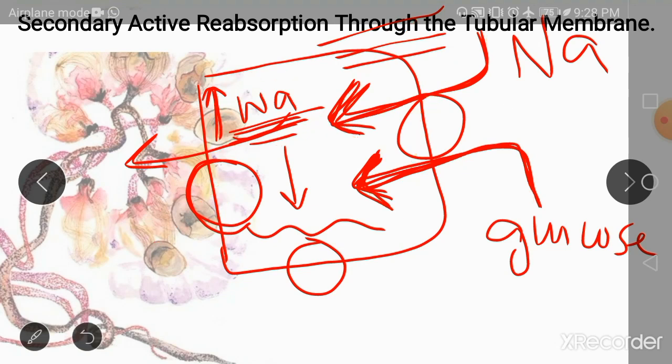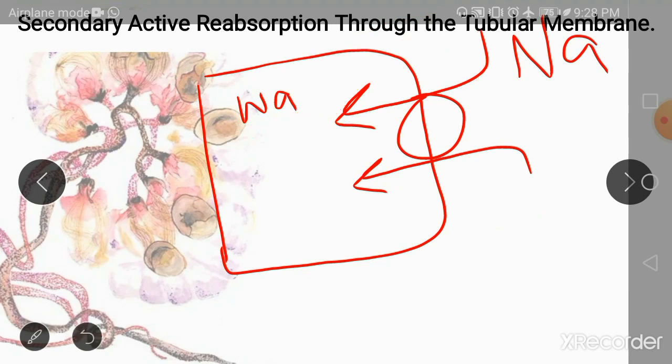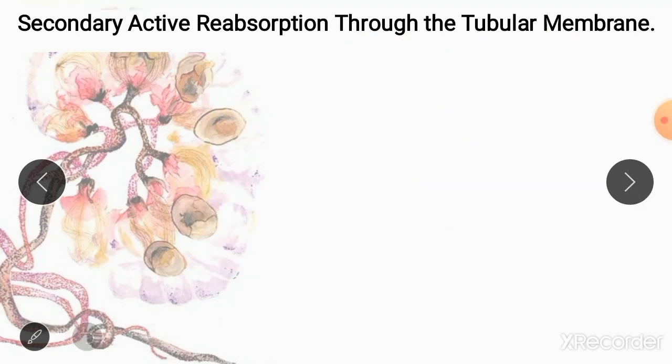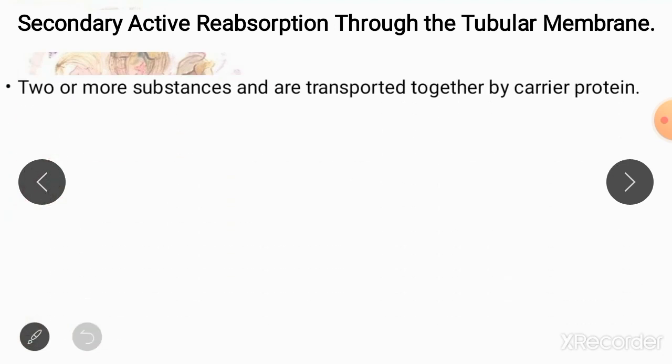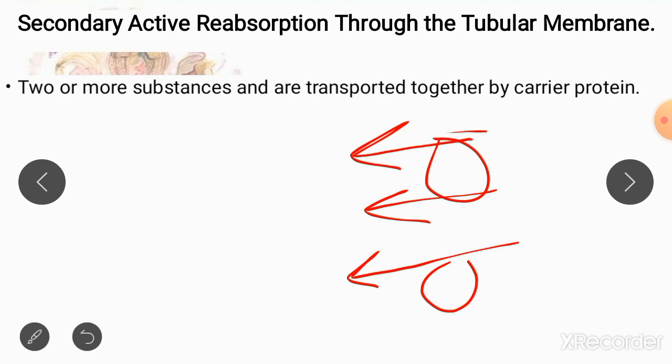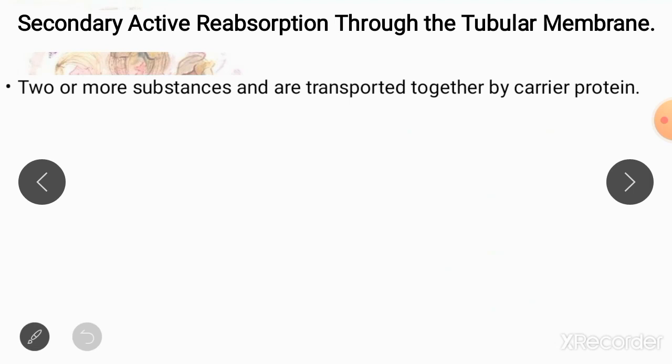So let me explain this in the form of a definition: whenever there is movement of substances against their concentration gradient, but there is no direct cleavage of ATP, and instead the energy is being provided in the form of sodium gradient, this is known as secondary active transport. So two or more substances are transported together with the help of a carrier protein, and these substances can both travel in one direction or they can be traveling in opposite directions. When the direction is the same, this is known as cotransport or symport, and when the direction is opposite, this is known as counter transport or antiport. So we will see an example of both of these in the next slides.